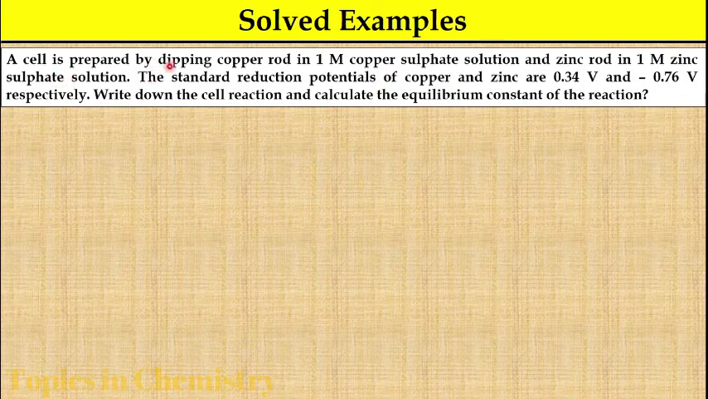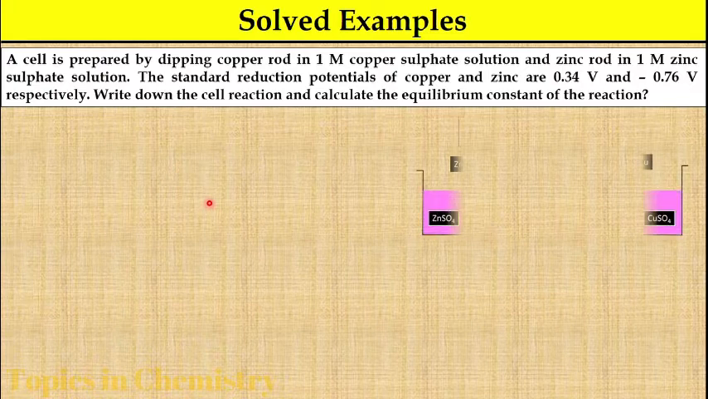a cell is prepared by dipping copper rod in 1 molar copper sulfate solution and zinc rod in 1 molar zinc sulfate solution. The standard reduction potentials of copper and zinc are 0.34 volt and minus 0.76 volt respectively. Write down the cell reaction and calculate the equilibrium constant of the reaction. So here you can see the cell is prepared by copper electrode and zinc electrode, and the electrolytes are copper sulfate and zinc sulfate.